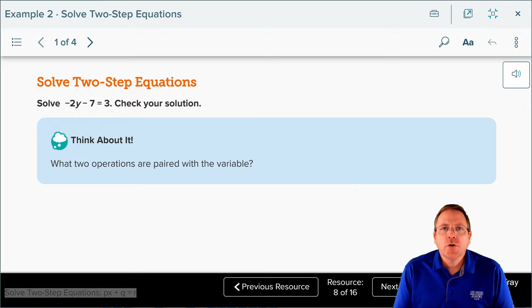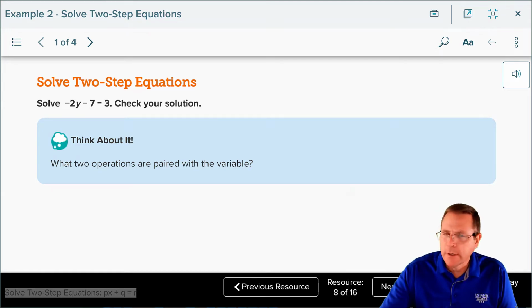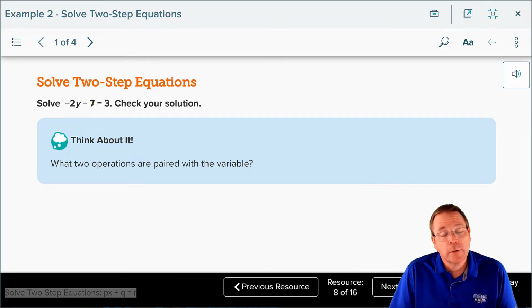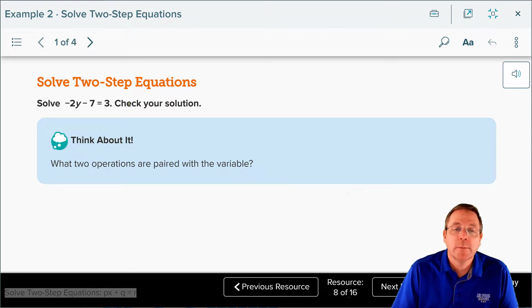Welcome back for part 2 of Module 6, Lesson 2, Solve two-step equations in the form of px plus q equals r, because that makes perfect sense to y'all. Here we have a problem that's a good example of px plus q, because right here you have px, all your x is your y, minus q, instead of plus q, equals r, which is going to be your 3. These are the things we're talking about.